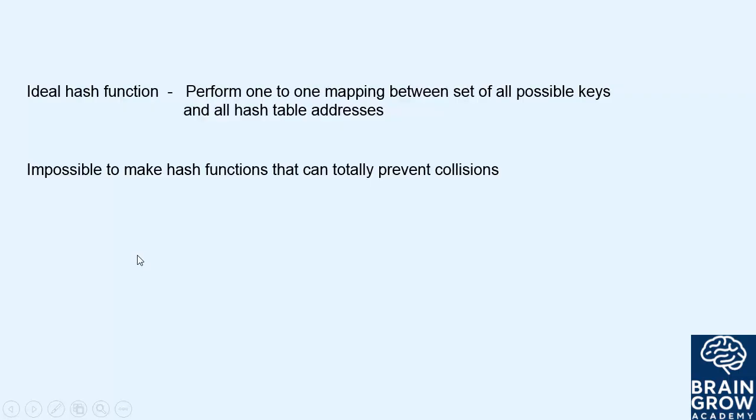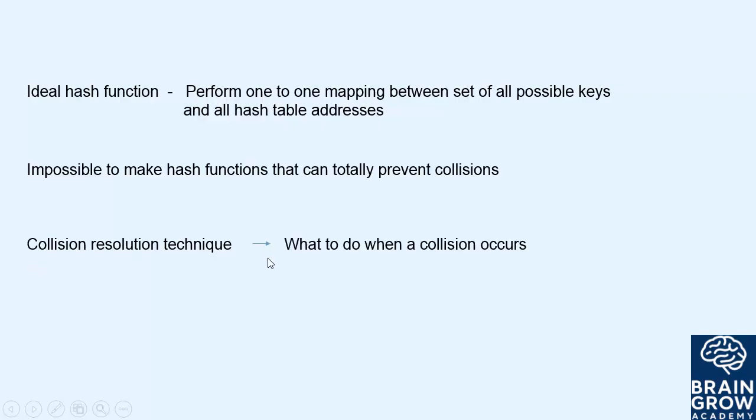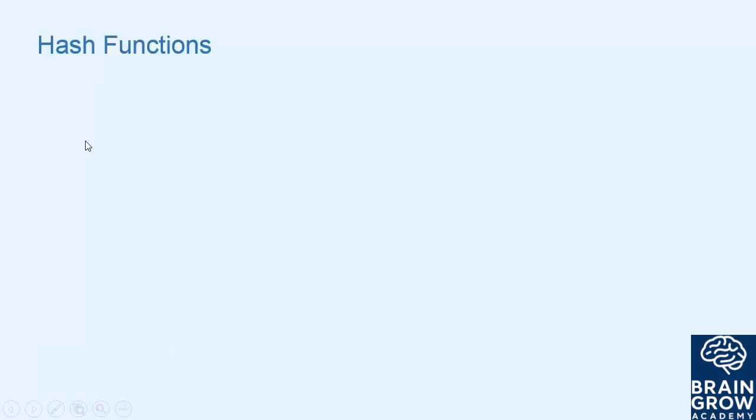Now since we cannot fully avoid collisions, we'll need some collision resolution technique, a technique that will tell us what to do when a collision occurs. We'll study these two collision resolution techniques later in this course. Now in the next lecture, we'll see some examples of hash functions. In this lecture, we'll discuss hash functions.